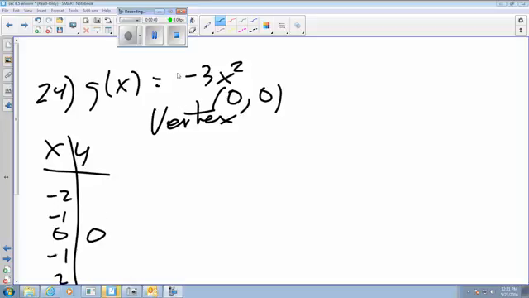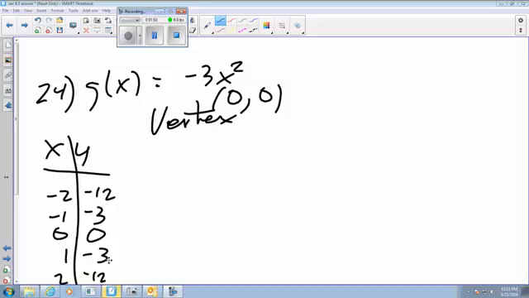Let's plug in negative 1. Negative 1 squared is 1. 1 times negative 3 gives me negative 3. Negative 2 squared gives me 4. 4 times negative 3 gives me negative 12. If I put in the numbers on the other side, 1 squared is 1, 1 times negative 3, and 2 squared is 4. 4 times negative 3 gives me negative 12.